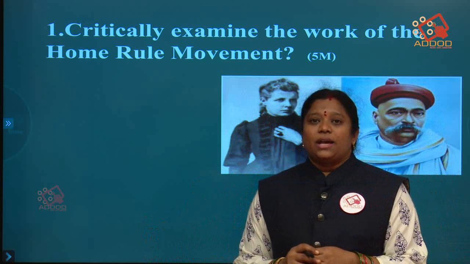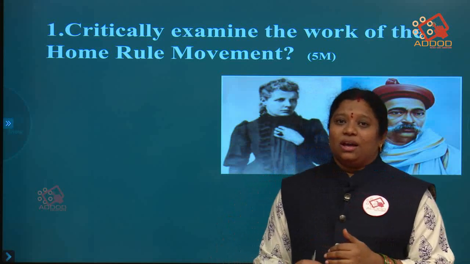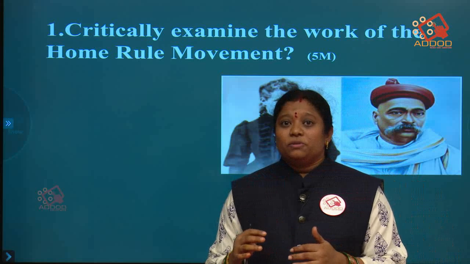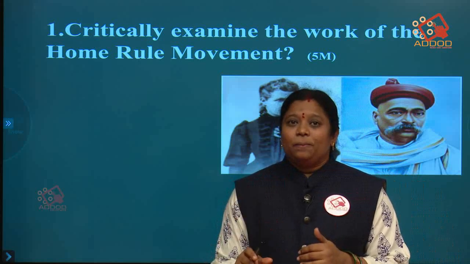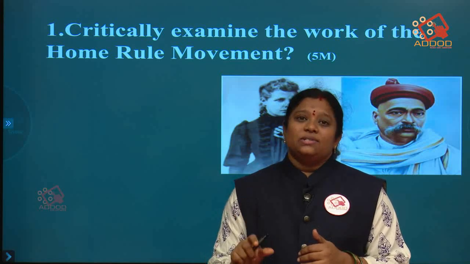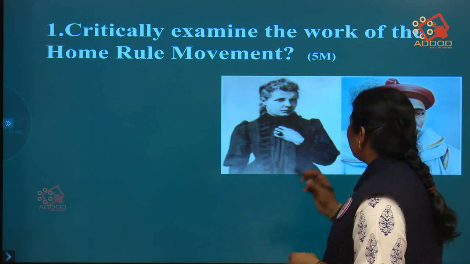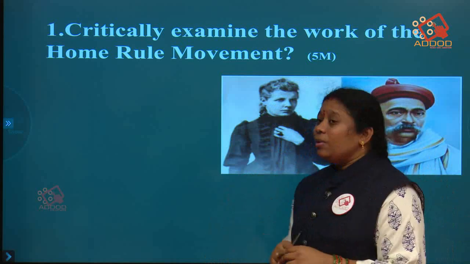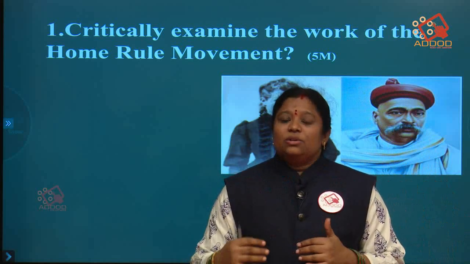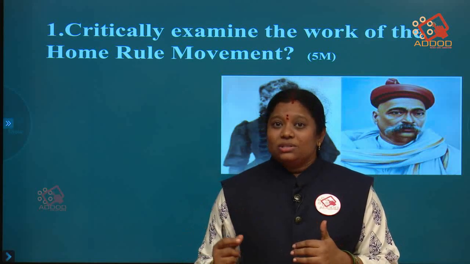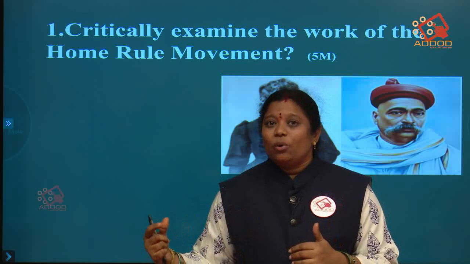She came to India as a member of the Theosophical Society. But after coming to India, she saw the problems faced by the people under the Britishers' rule. So she wanted to awaken and enlighten the people against the British rule. That's why, along with Bal Gangadhar Tilak, she started this Home Rule Movement. The main aim of the Home Rule Movement was to make Indians rule on their own. Indians should rule their own country.